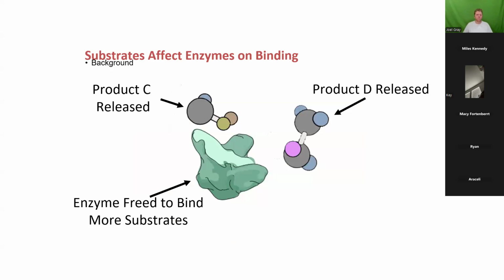Now, when we are done with this, our product C, what was originally substrate A, is going to be released. In addition to that, product D is going to be released. Now the enzyme is freed to bind more substrates at this point in time. This is where the enzyme and the products are separate from one another. E plus P is what denotes that separation.